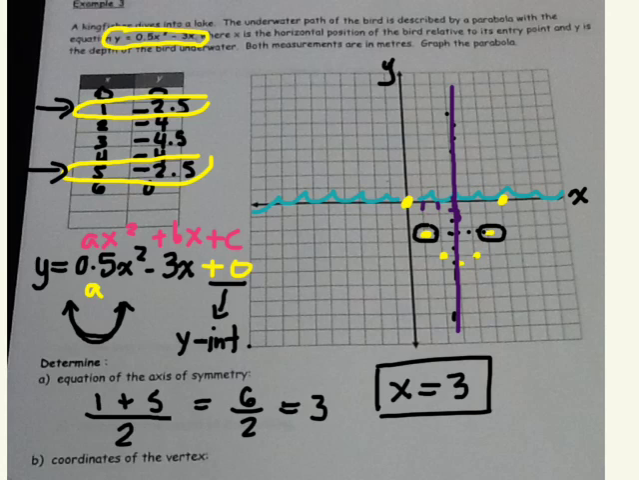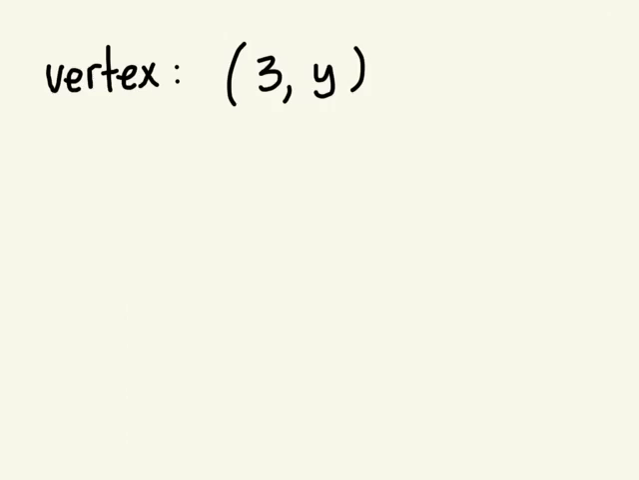What other value does that tell us about this graph? Where does the axis of symmetry run through? What does it hit? It passes through the vertex. So we know that the vertex is going to be located at 3 and something, right? We have to figure out what the y value is of the vertex. Okay, so we're going to use the equation to find the y value of the vertex. What was the equation of the parabola? Yep, y equals 0.5 x squared.